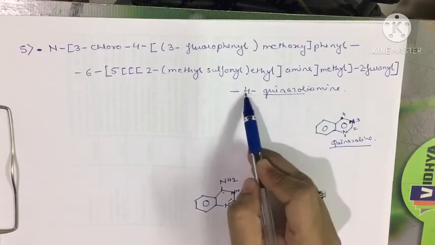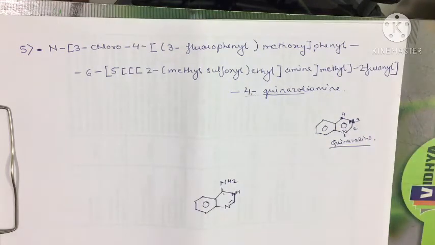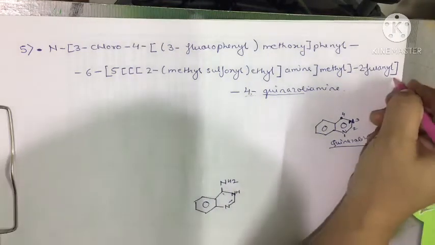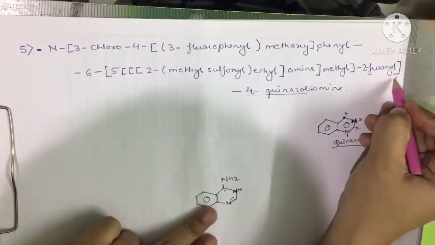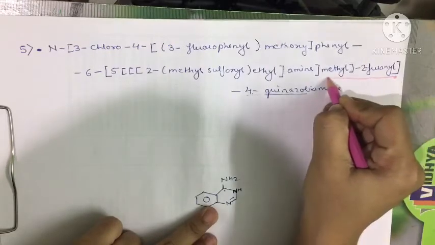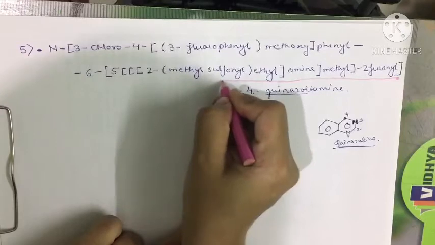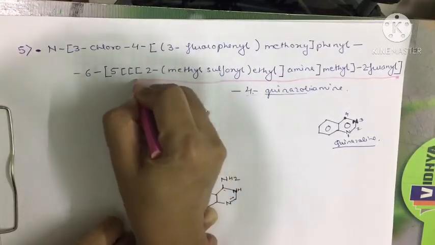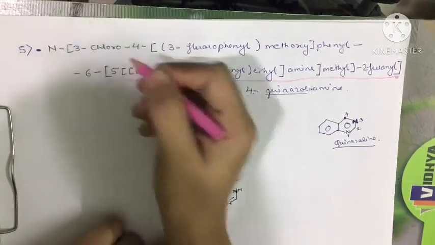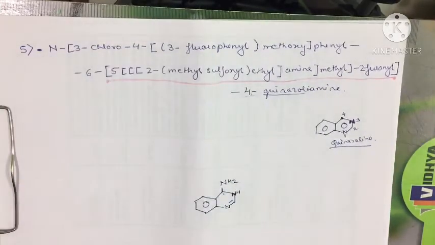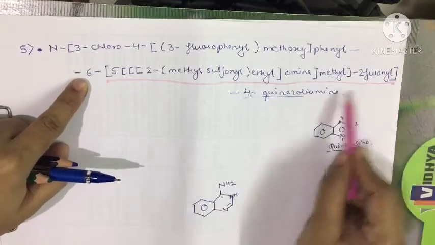Now this 4 is attached to a square bracket here. We can see here the end point, end of the square bracket. Let us try to figure out where it starts from. So all these are the closing brackets. So we will take a color pen and we will mark out the starting point. So this is the starting point. So this complete square bracket is present at the 6th position of quinazolamine.